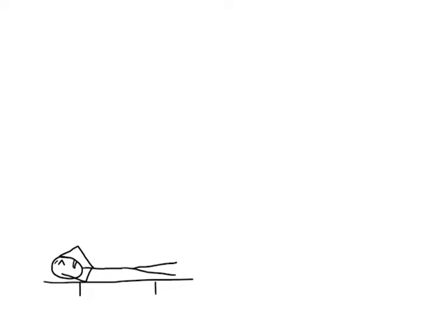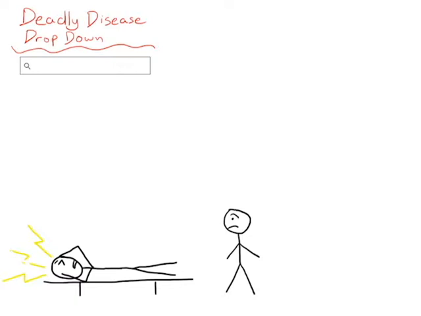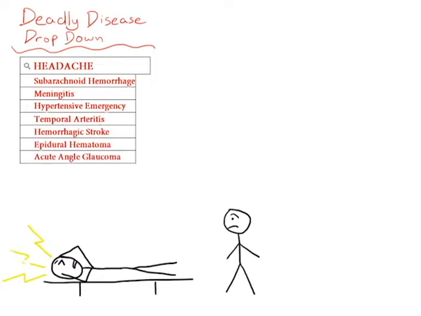To better understand the EM approach, John is a 20-year-old male presenting with a headache. As with a general inpatient service, you will eventually obtain a full history and physical, considering non-emergent causes. But in the ED, your mind should immediately jump to the deadly disease drop-down for headache. These are subarachnoid hemorrhage, meningitis, hypertensive emergency, temporal arteritis, hemorrhagic stroke, epidural hematoma, and acute angle glaucoma. These are acute threats to the patient's health that need to be ruled out immediately.